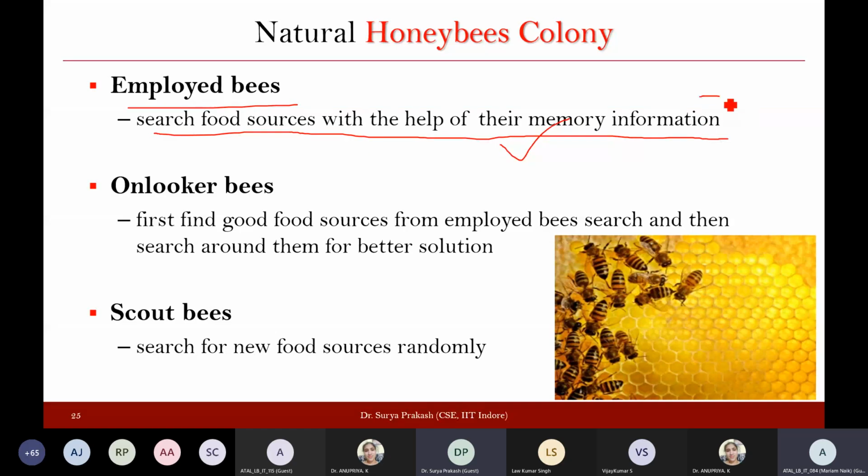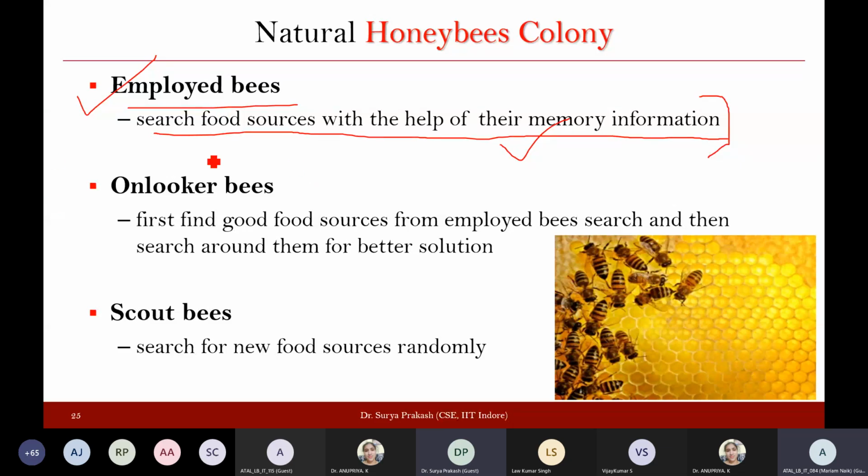Normally we will start with random values in our case, but as we proceed, based on some of our information, this can be further improved. So employed bees create new solutions in some way, because based on the memory, the past information, or whatever information they have, they create the food sources, or they search for new food sources.